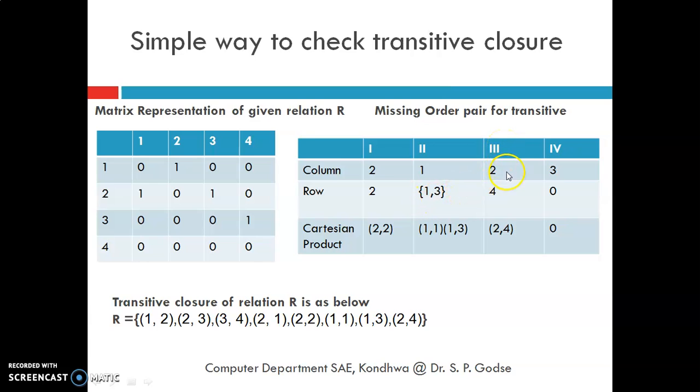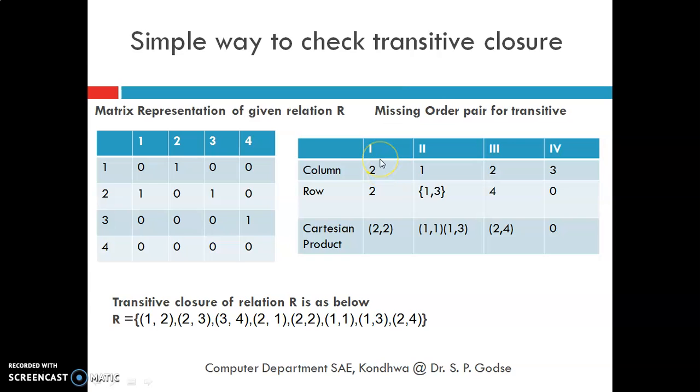For the third column, take the third column and third row. Checking the third column, one entry appears in the second position, so write down 2 here. Then in the third row you will get the entry 1 at the fourth position, so write down 4. In the same way, for the fourth column you will get one entry at the third position, and there is no 1 in the fourth row, so mark it as 5 or 0.